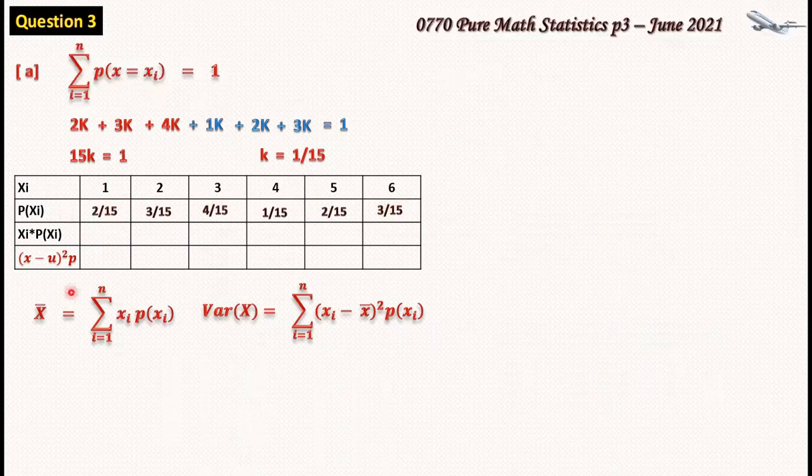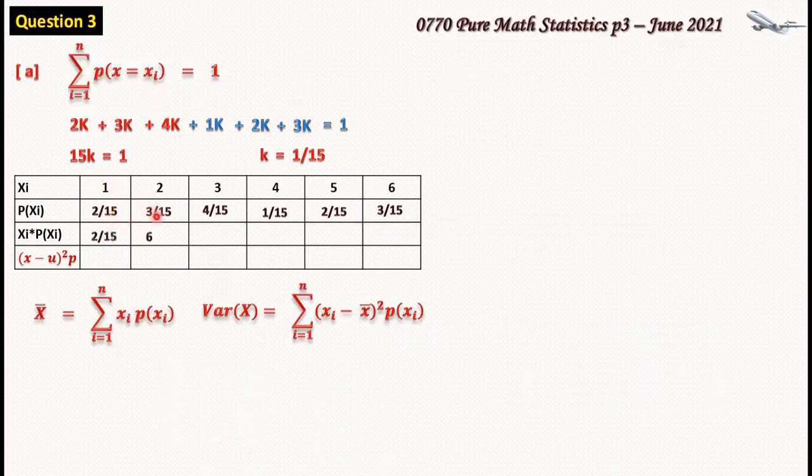Now for the mean, we know that for this type of probability distribution, which is discrete, the mean, that's x bar or mu, is given by xi times the probability of xi. So each score times its probability. So we have 1 times 2 on 15. This gives us 2 on 15.